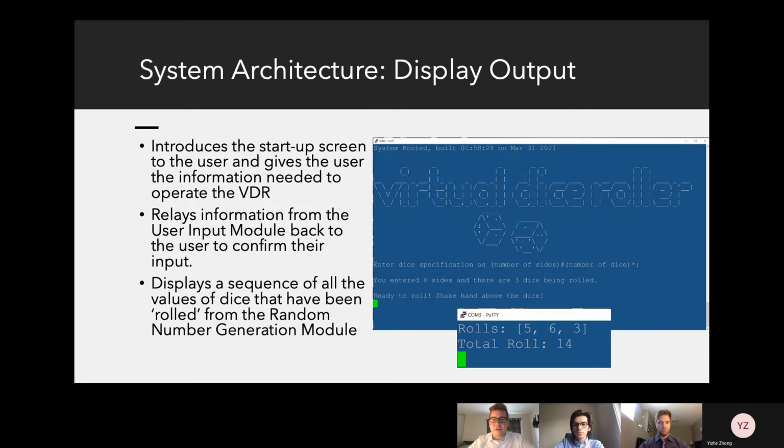The display output module introduces the startup screen to the user and gives the information needed to operate the device. It relays inputs that the user made back to them as a confirmation of their wanted values. It also displays a sequence of all the values of dice that have been rolled from the RNG module.